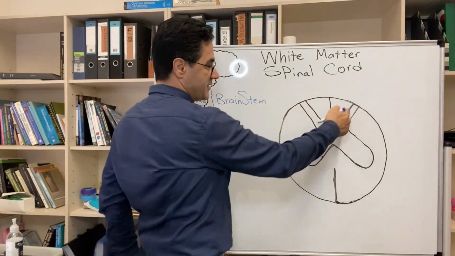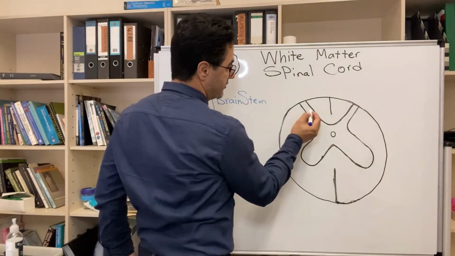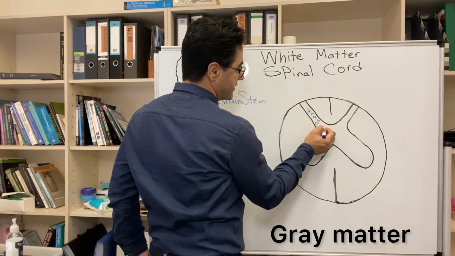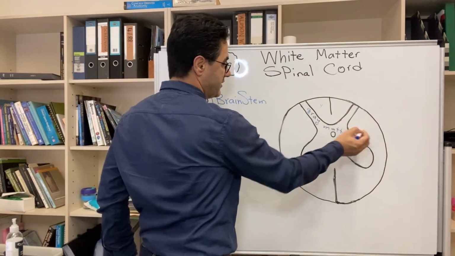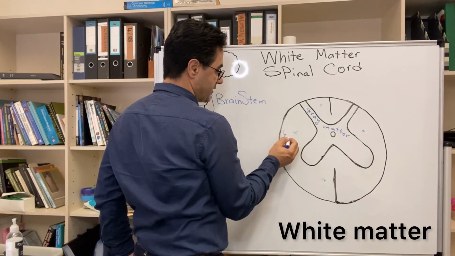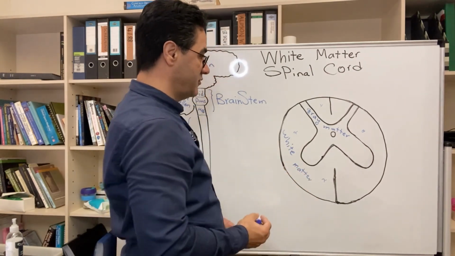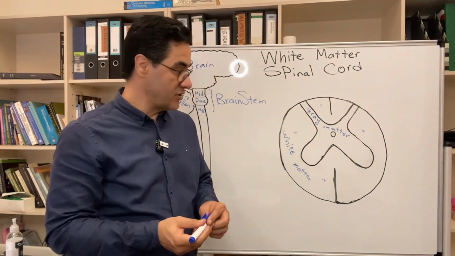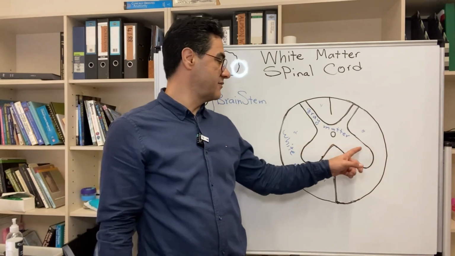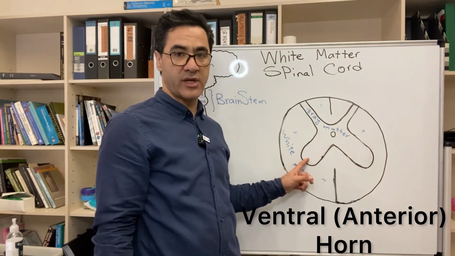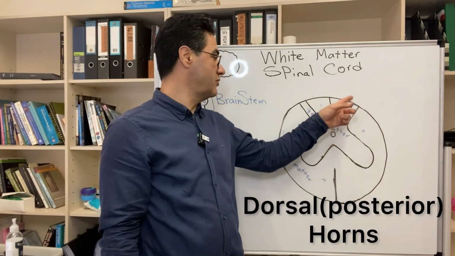At the center, this butterfly shaped or X-shaped structure is called the gray matter. It is surrounded by the white matter. Here is the white matter. The gray matter, as I showed you in my previous video, is projected ventrally or anteriorly and makes the ventral horns. These are the ventral or anterior horns, and the posterior projections are known as the posterior or dorsal horns.